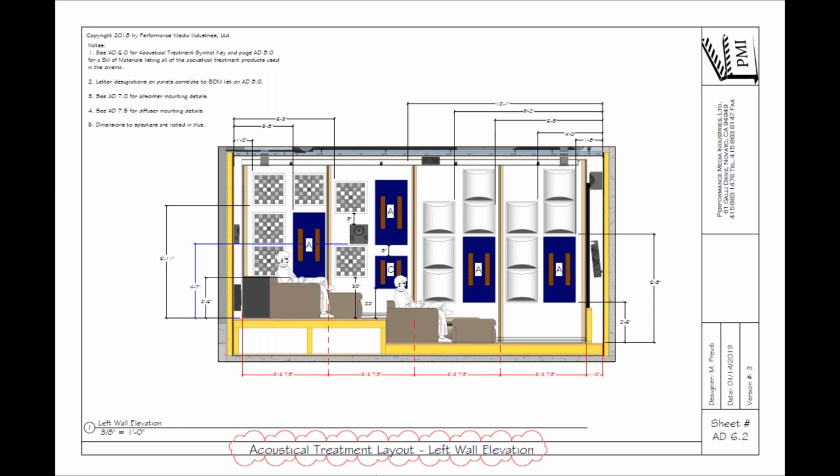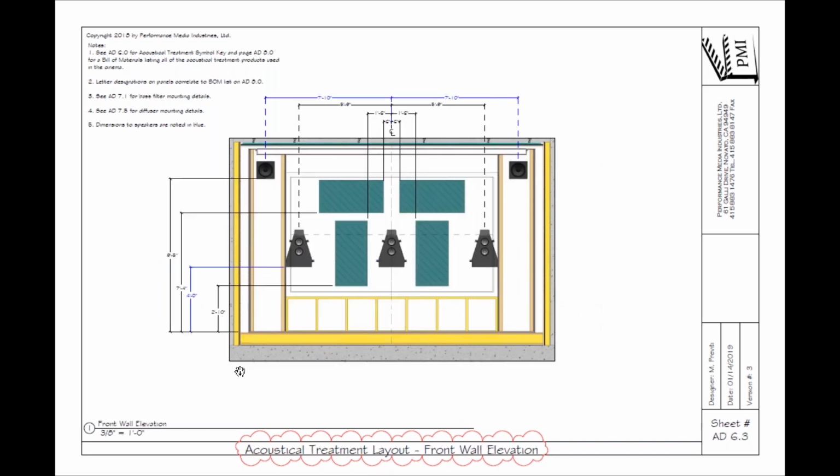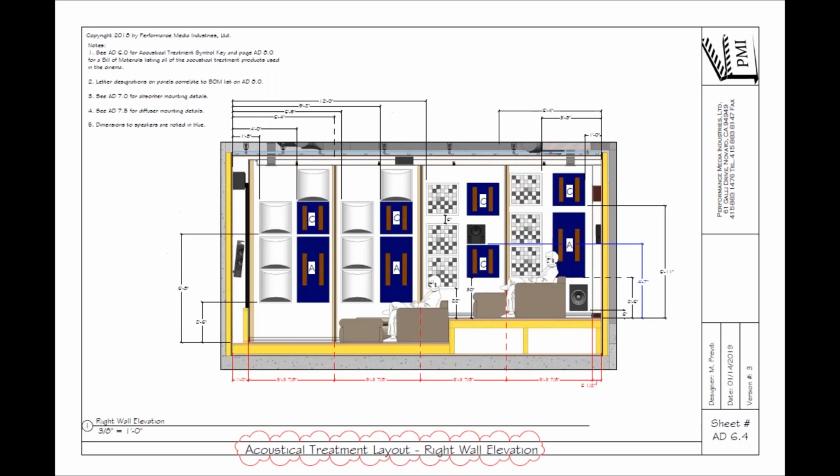So this is the left wall, that's the front wall. Some low frequency absorption around the speakers. You may notice this looks kind of like the mix room we were looking at before, Gigantic Films in New York. This is the right wall: diffusion, absorption, diffusion. This is 2D diffusion, absorption, 3D diffusion, absorption, 3D diffusion.